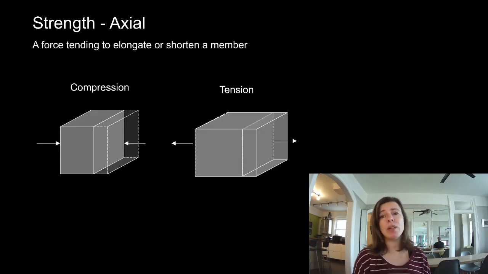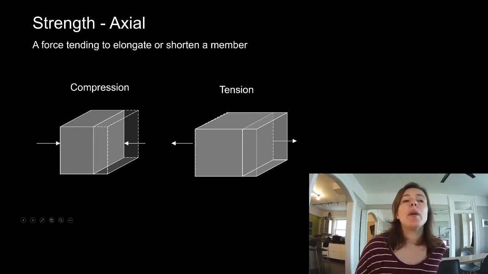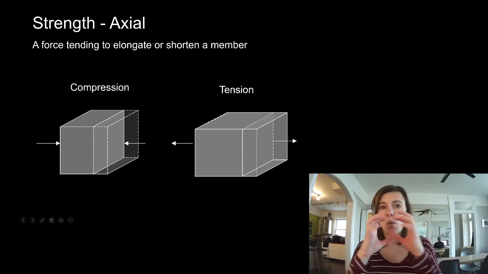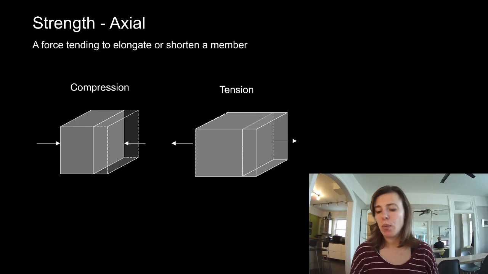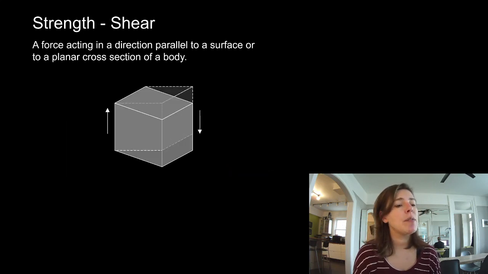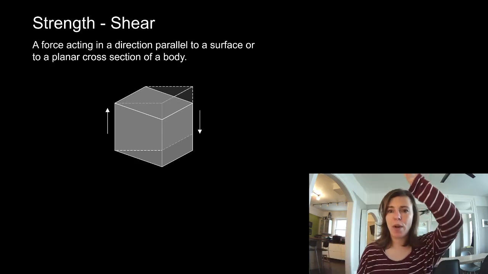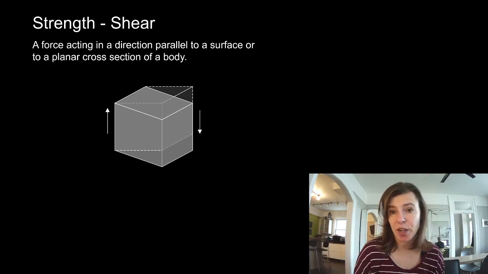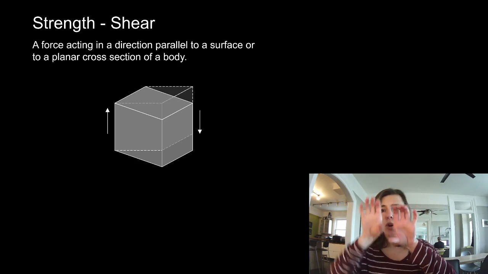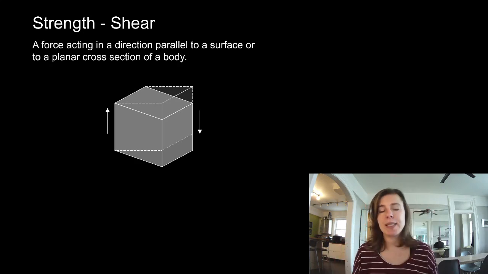Okay, so what are the load types for strength that we're going to be talking about through this term? We're going to talk about compression when we squash something and tension when we stretch it. We're going to talk about shear. Shear is what is happening on the singular plane in an object as we try to shift two sides past each other. So what is happening directly on that plane as we try to shift the two things?